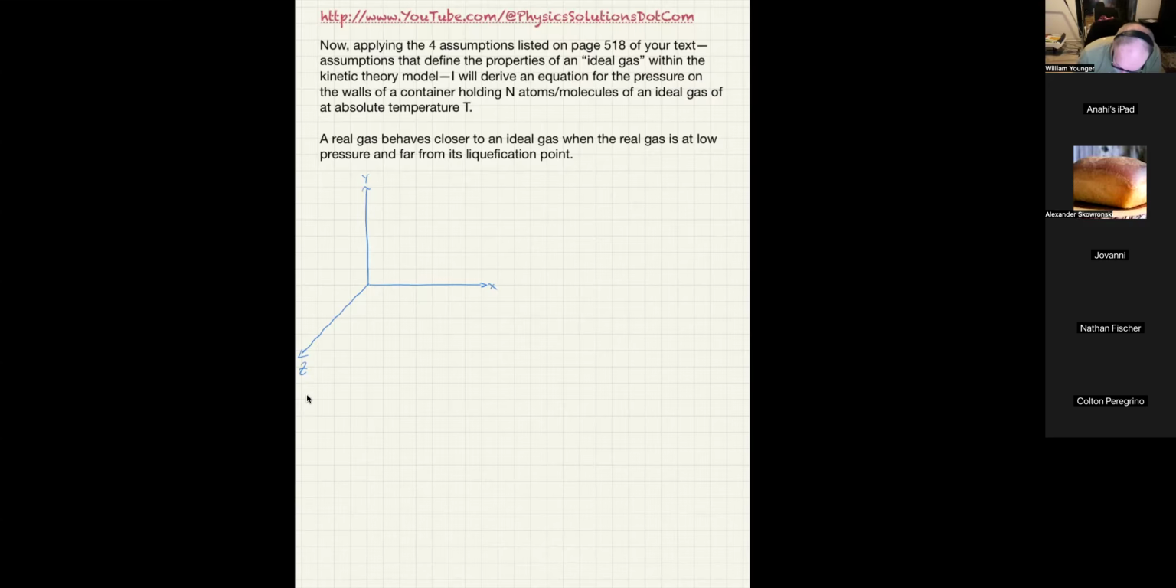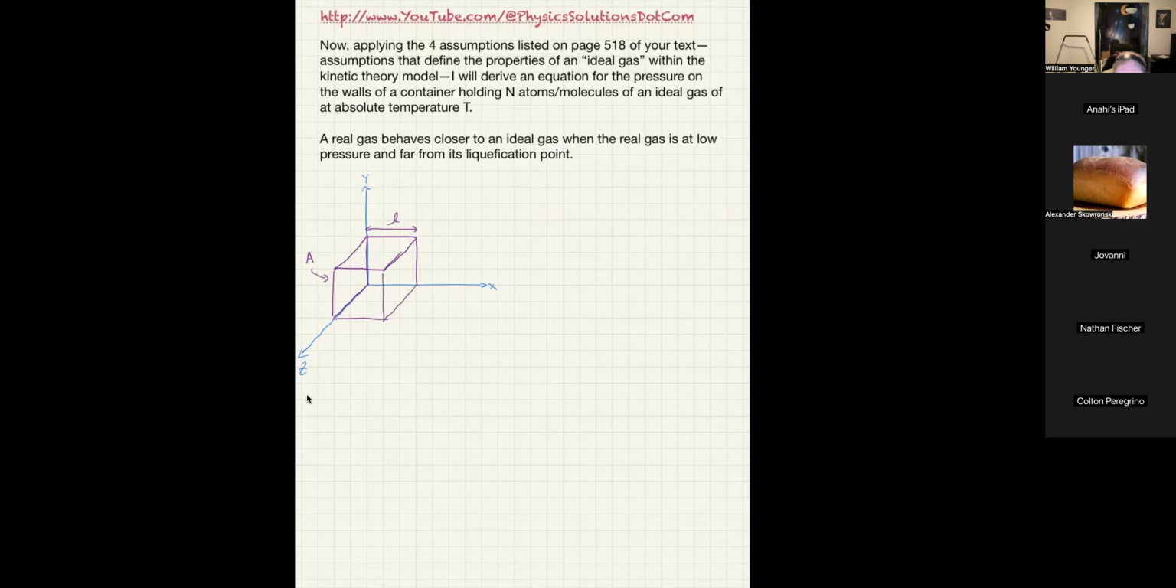Now, in addition to this coordinate system, we're going to imagine that we have a box, and that box has very specific dimensions, which we're going to make use of in a second. I'm going to say this end of the box has an area A, and I'm also going to say that the other end of the box is a very specific distance away, and that specific distance is lowercase l.